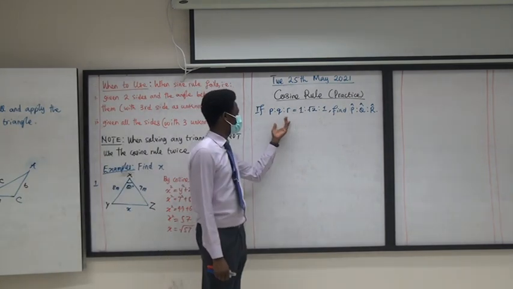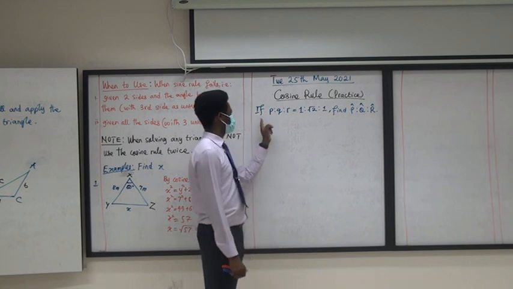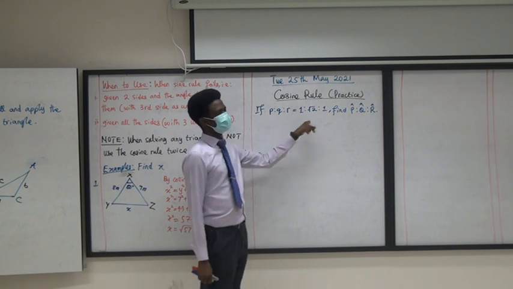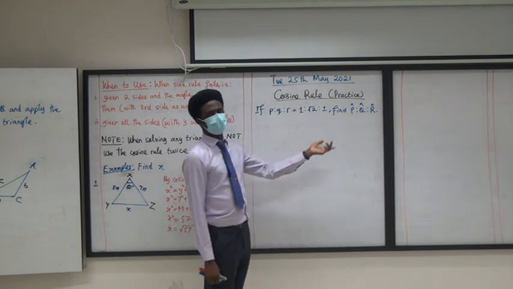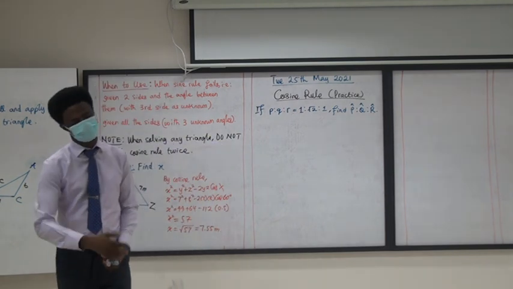So basically, you have a triangle PQR. I should have said a triangle PQR, so apologies. The ratio of the sides are this. The question is to find the ratio of the angles. What is the first thing you suggest that I do?